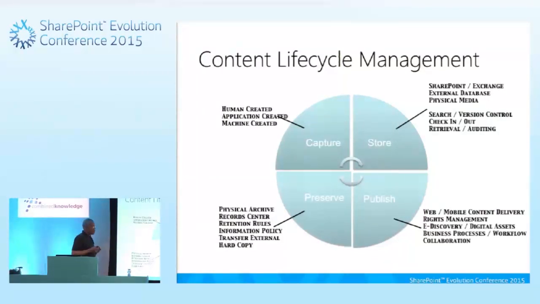So to give sort of a right brain view of this, right? We have these four basic stages: capture, store, publish, and preserve. And you can see that there's certain activities and certain services that go along with those stages. Whether human or application created, machine created, the information has to come in, it has to be stored. That brings into account some search and version control, check-in, check-out, auditing, it's all those things involved in storage. You can have some search going on here too, but you get the basic idea. And you're dealing with retention rules, information policy, and those types of things over in the preservation layer.